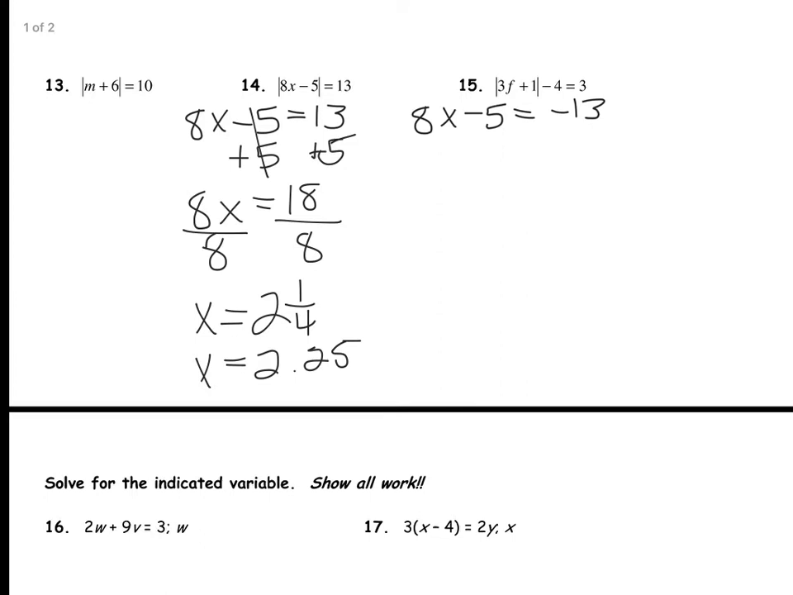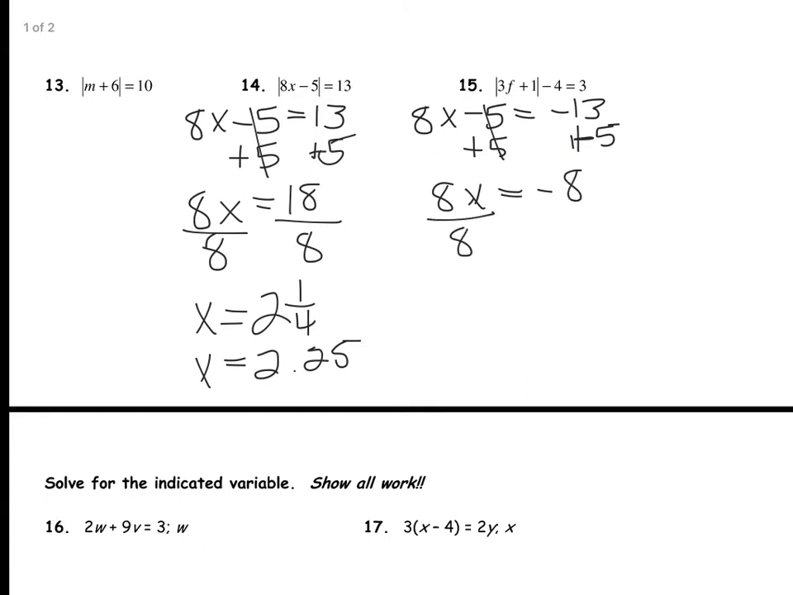Now I'm going to go over to the negative one. I'm going to add 5 again to both sides. That's going to give me 8x is equal to negative 8.